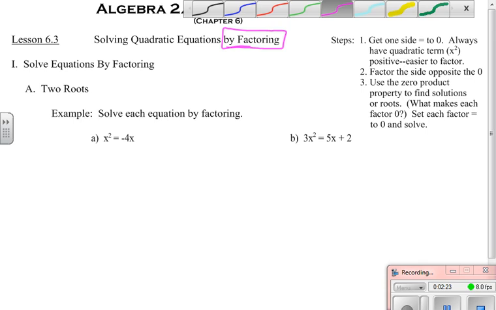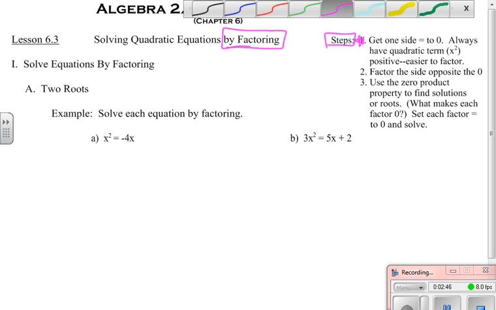So if you go back to the lesson, our steps. First step, get one side equal to 0. Always have the quadratic term, the x squared term, positive. It's much easier to factor. So move everything left or right so your x squared is positive. Then we're going to factor, and we're going to use that zero product property to find the roots.